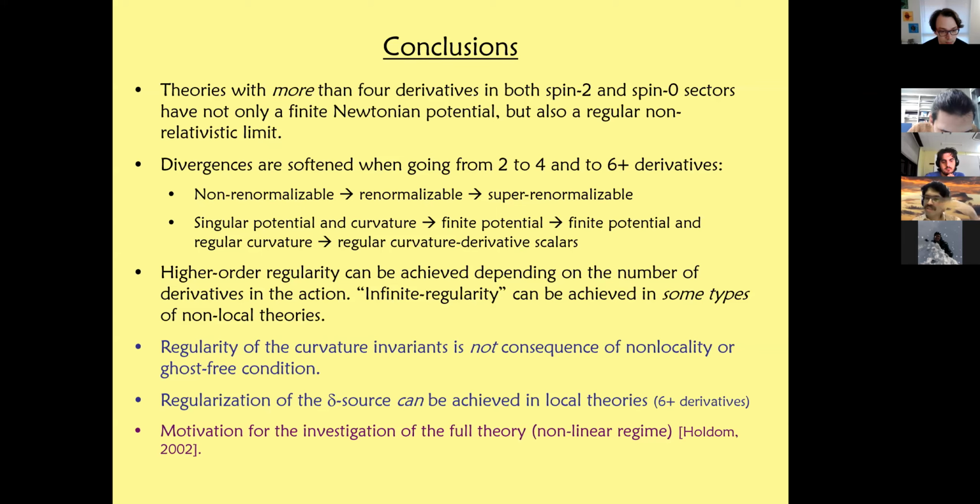But to completely regularize the delta source, you can apply an arbitrary number of derivatives, that is going to be finite only if you have a form factor that grows faster than any polynomial. That is, you have to have nonlocality. And this is, of course, only in the linear regime, but I believe that is a motivation for the investigation of the full theory in the nonlinear regime too. As far as I know, in the case of 6 and more derivatives, there is only one work, done by Holden. Maybe he's going to talk more.